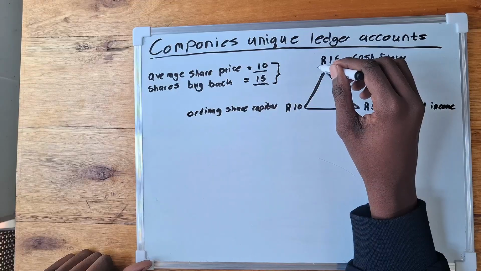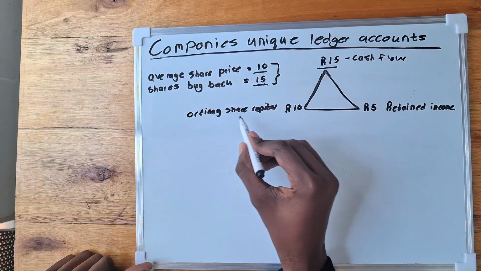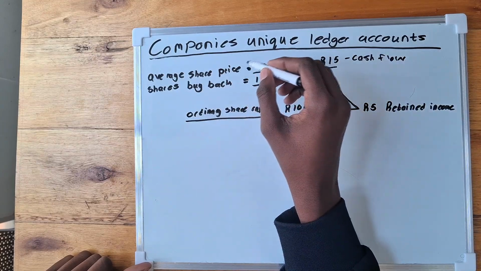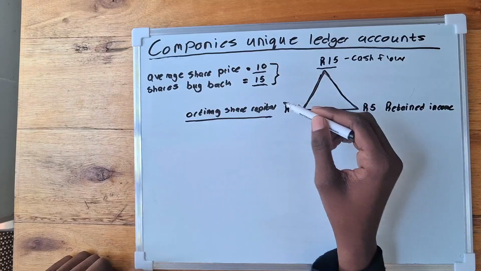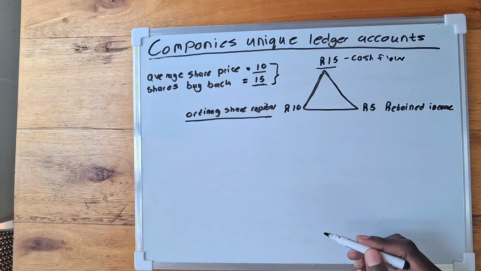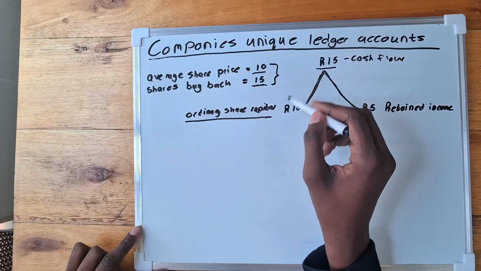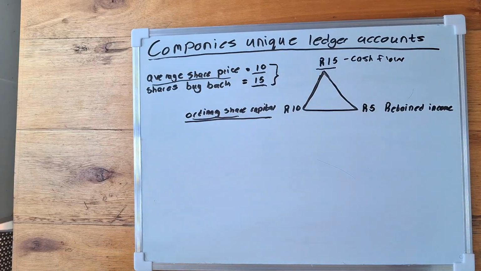So this means that the 15 rand goes to your cash flows. And we know that when we look at ordinary share capital, we deal with the average share price, so this 10 rand goes to ordinary share capital. When we record a share buyback in the ordinary share capital, we use the average share price, or the value of that share at that given time.